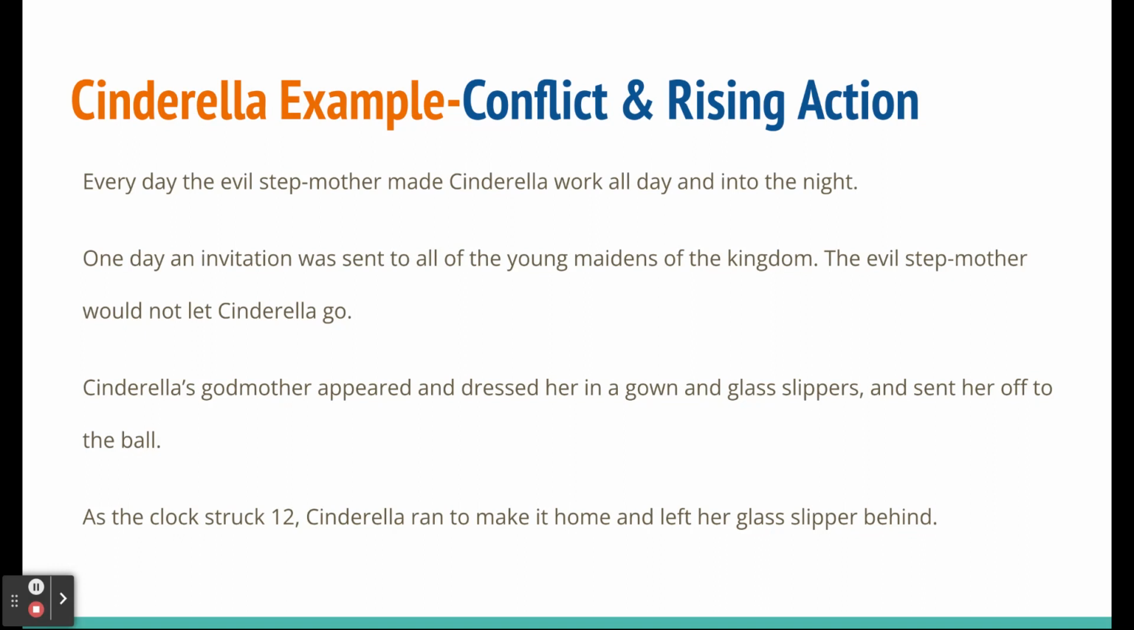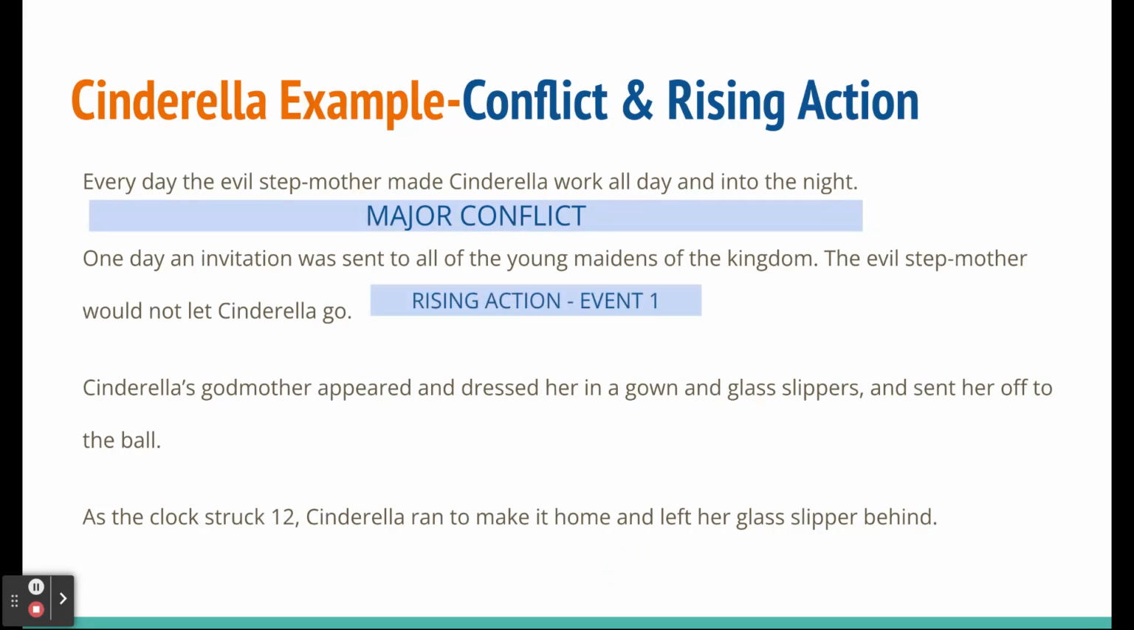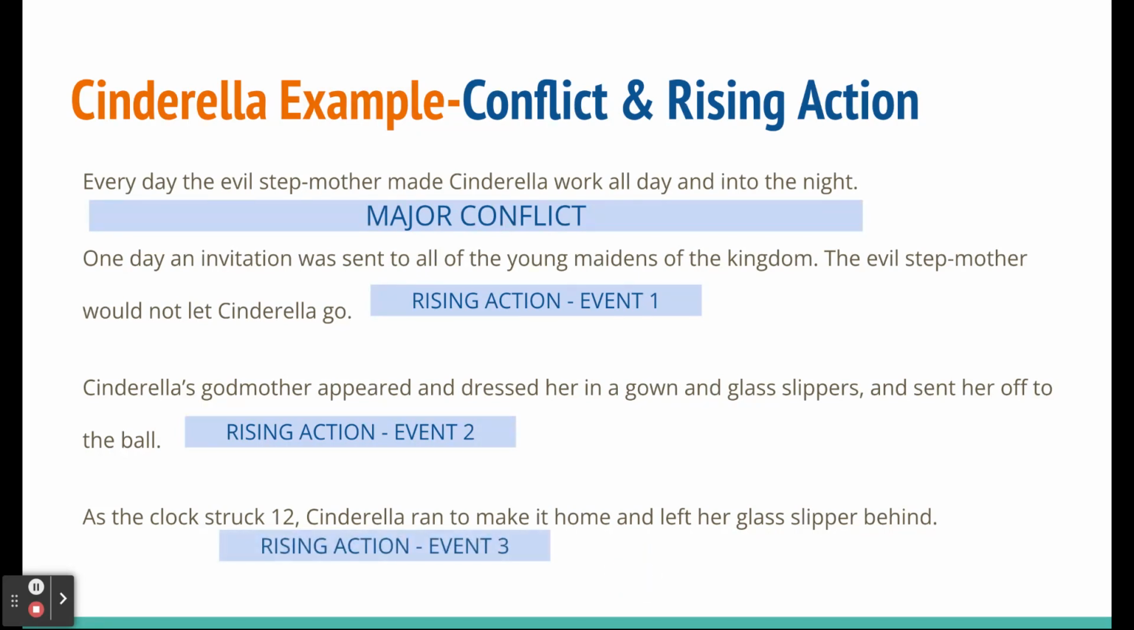First, we see the major conflict. The stepmother made Cinderella work all day and into the night. Our first rising action event was when the invitation arrived, and the stepmother said Cinderella could not attend. The next event was that Cinderella's godmother appeared and gave her a gown and glass slippers to attend the ball. And the third and final rising action event is that the clock struck 12, Cinderella ran home and left the glass slipper behind.